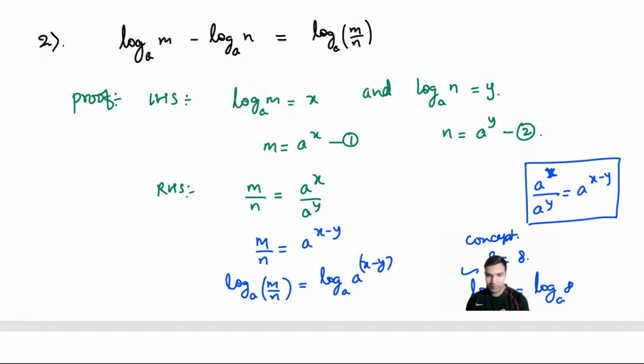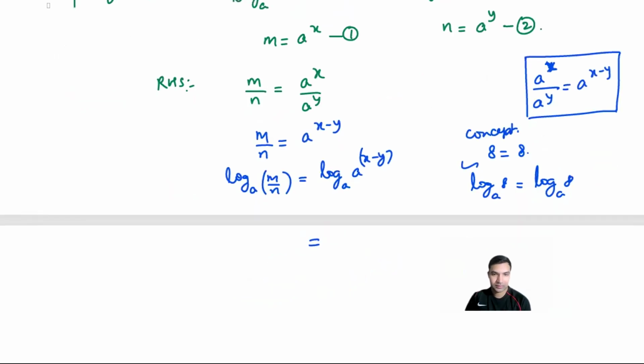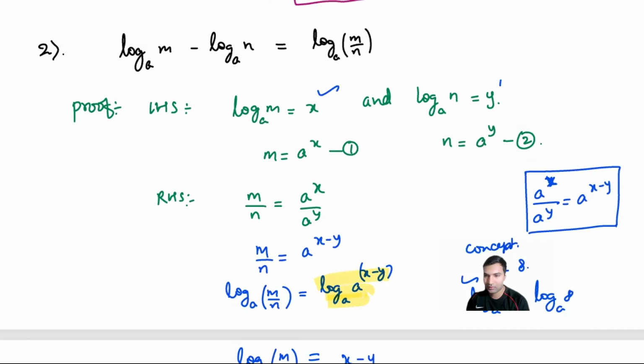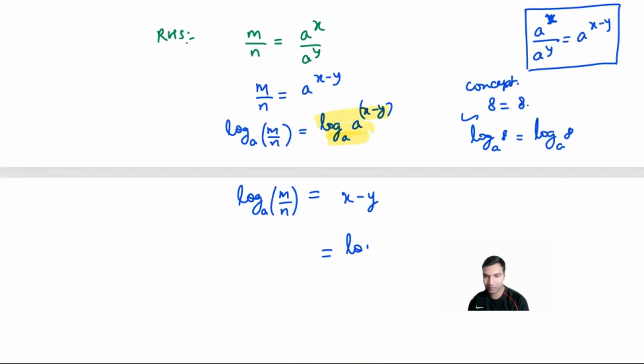Okay, now, what will be this answer? Log of a to the power x minus y to the base a. So I can rewrite this thing as x minus y, isn't it? Because a to what power is a power x minus y? It's x minus y itself. And henceforth we get this. Now put the value of x and y back, which we had assumed initially, that x is this and y is this. And therefore we get it as log of m to base a minus log of n to base a. Got it? So that's how we prove the second property. Okay, is this thing clear?